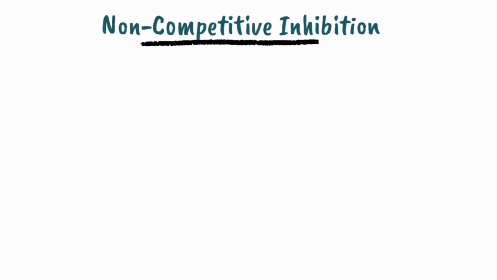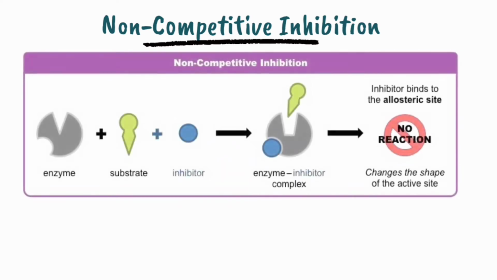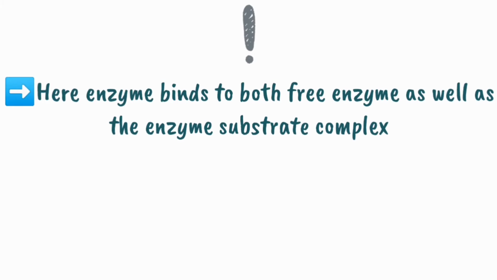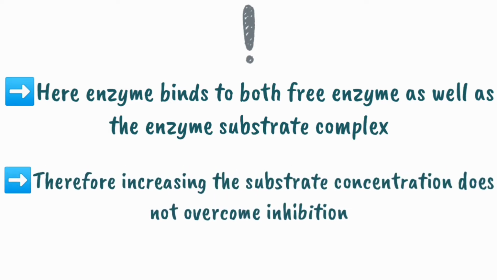In non-competitive inhibition, the inhibitor binds to a site other than the active site of the enzyme, say an allosteric site, and it inhibits the enzyme. But here, the inhibitor binds to both the free enzyme as well as the enzyme substrate complex. Therefore, increasing the substrate concentration cannot overcome non-competitive enzyme inhibition.